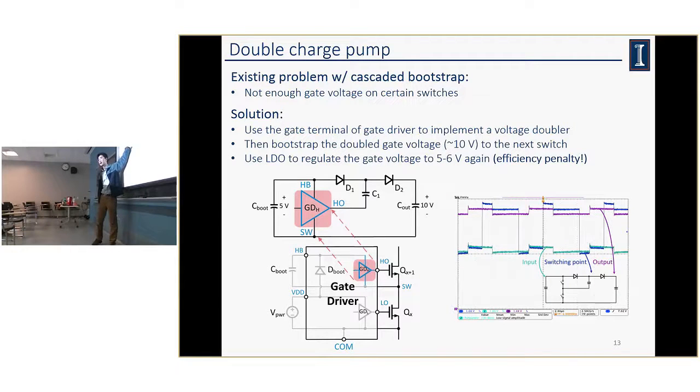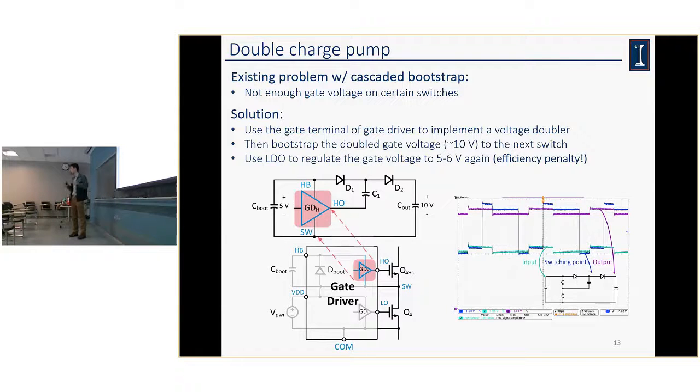When the gate driver is pulled to low, the HO terminal is tied to ground. This capacitor C1 can be charged to the input of C-boot through this loop. And when we pull this gate driver high, this C1 will essentially be connected to the terminal HB. So C-boot and C1 are connected in series to form a 10 volts voltage so that the output can be charged to 10 volts. This is a quite simple circuit, only needs two diodes and two capacitors. And this is just the existing gate driver you have.